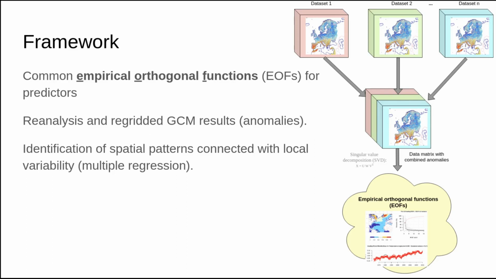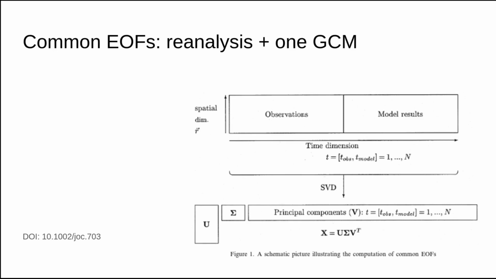So on the next slide, I want to show a schematic of how it's done. So we have the common EOFs with here one set of reanalysis and one global climate model result. In this schematic, we have combined the spatial dimension on the y-axis, the longitude and latitude, and maybe even height as well, in one dimension. It doesn't really matter because it doesn't have to be ordered in this type of analysis. And then we have a time dimension along the x-axis. So first we have the observations, and then we have the model results.